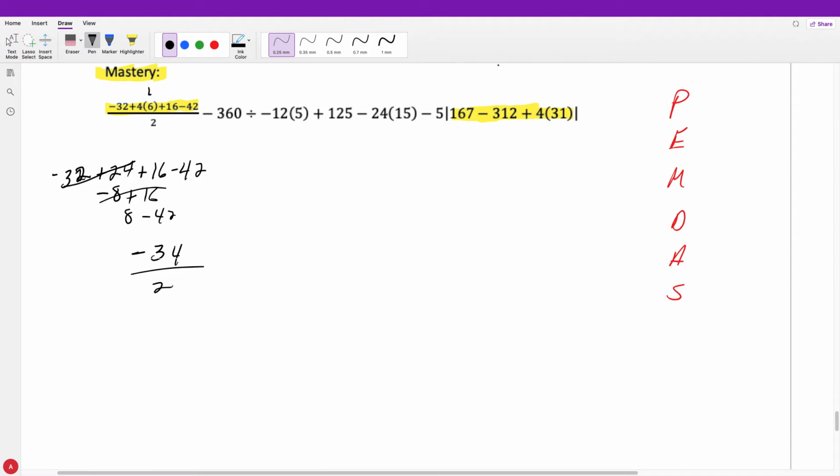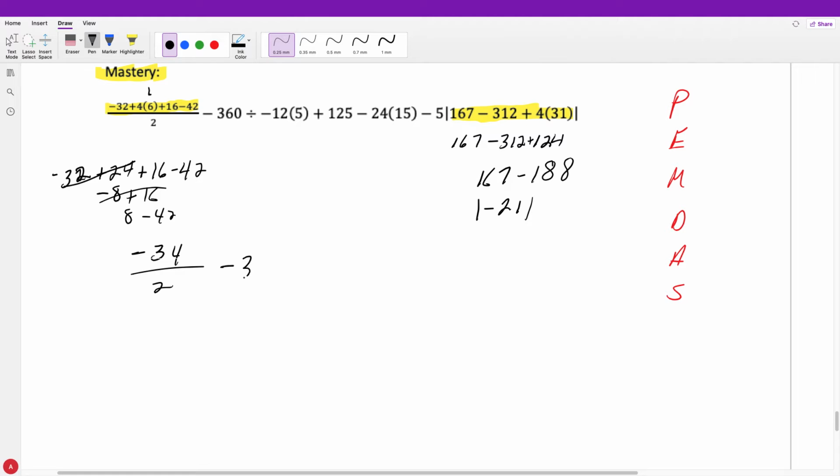All right, here we will then have to do 4 times 31 first, which is 124. And then we have 167 minus 312 plus 124. So then 312 minus 124 is going to give me a negative 188. So now we have 167 minus 188. So then when we minus the 167 from there, it's going to give me a negative 21. However, it's the absolute value, so it becomes positive 21.